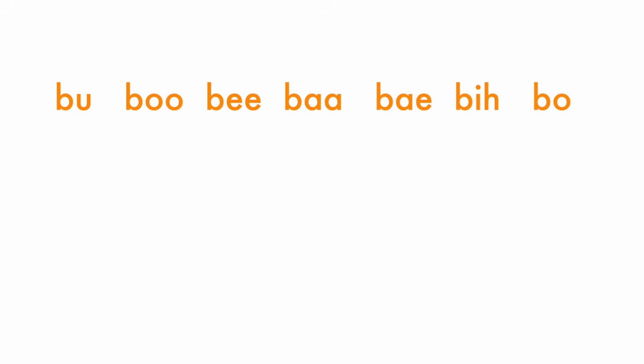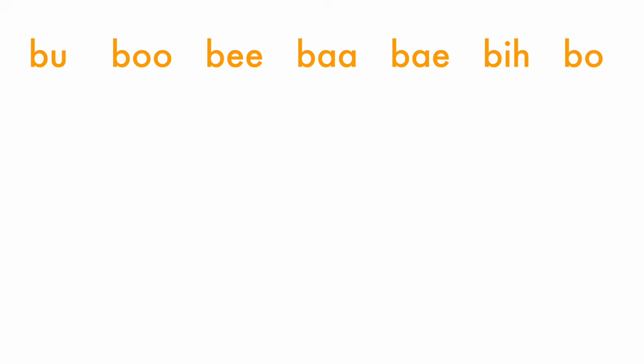I'm going to go ahead and fill out the rest of the blank spaces. So we have B, boo, B, ba, bay, the, bo. Now pretend like we are inventing a new alphabet system. What we're going to do is for each of these 7 sounds, we're going to come up with a character that represents each of these sounds.